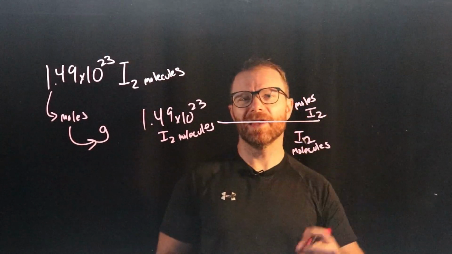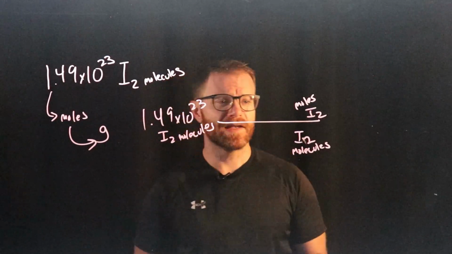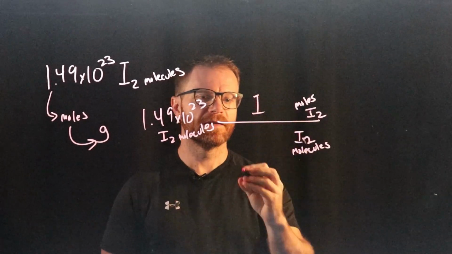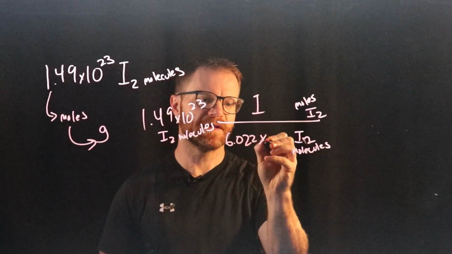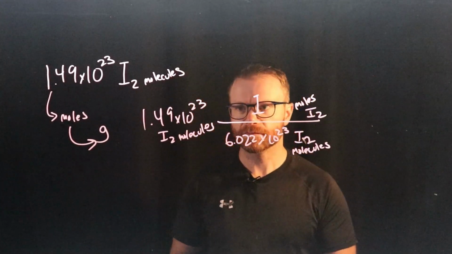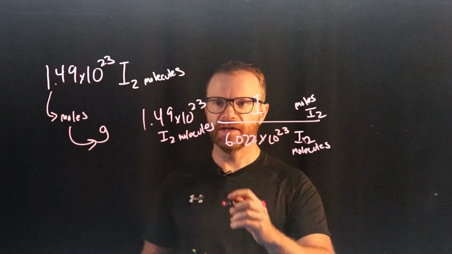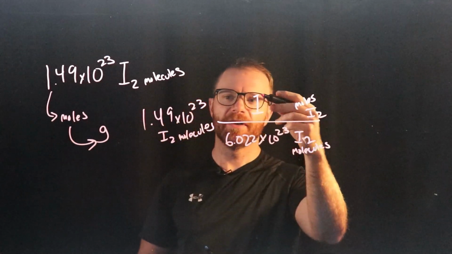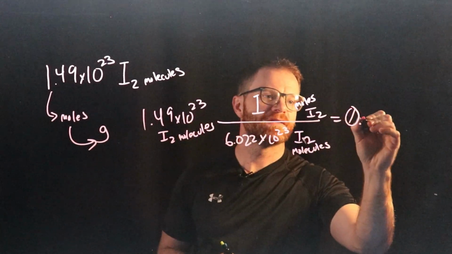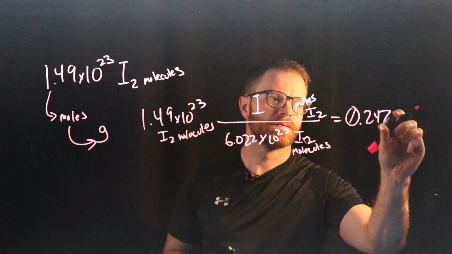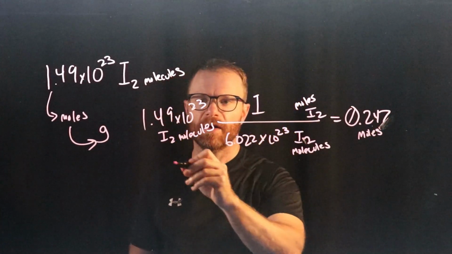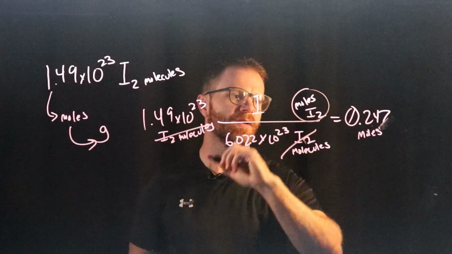And then it doesn't matter what the thing is, if it's iodine, if it's sodium like the last problem, if it's tennis balls, whatever it is, we know that 1 mole is equal to 6.022 times 10 to the 23rd. Because a mole is a set counting unit, right? Okay, so all we have to do now is take our starting value, multiply it by 1, divide it by Avogadro's number, and then we get 0.247 moles. Molecules cancel with molecules, leaving moles of iodine.